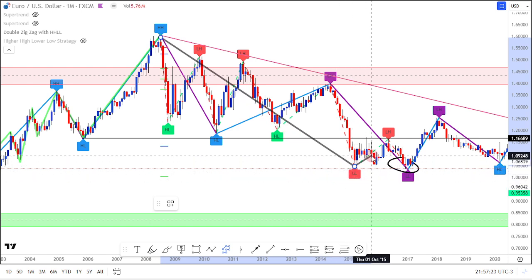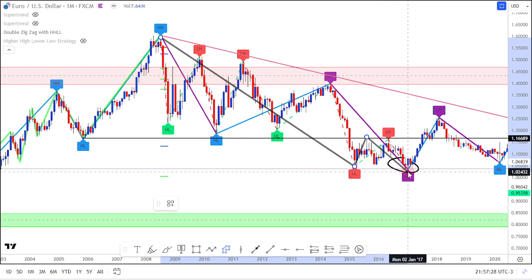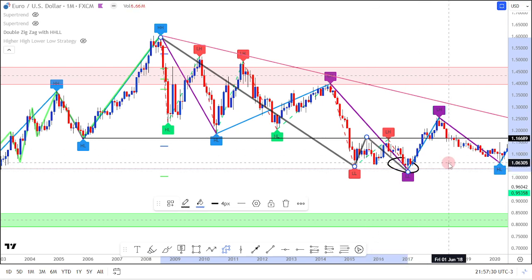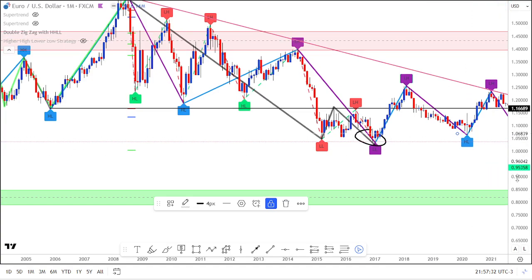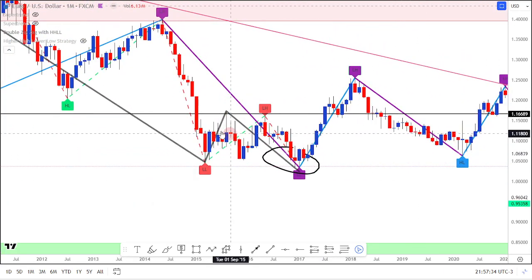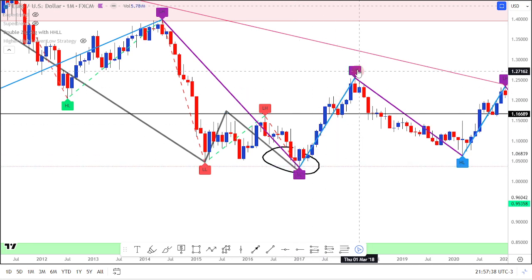Lower lows, and we have a lower high, and we have a lower low here. So speaking about the black line, you want to focus your eyes right now on this black line. Lower lows, lower high, lower lows, and the market made what? It made a higher low. I mean, it made a higher high.